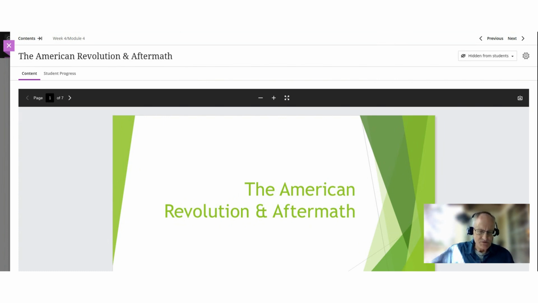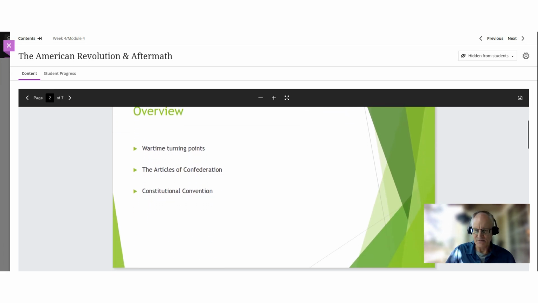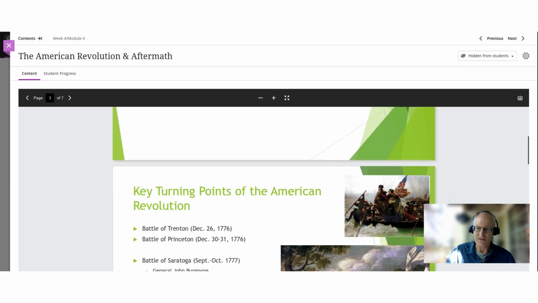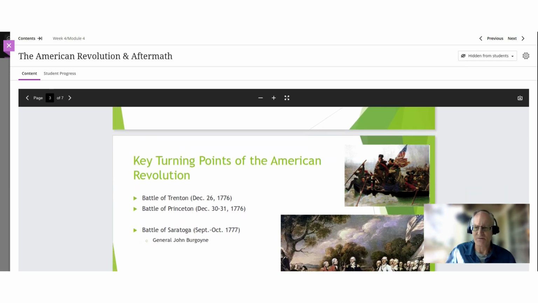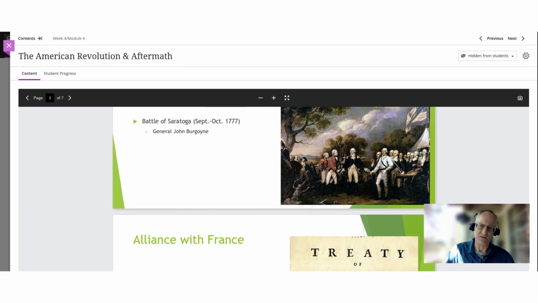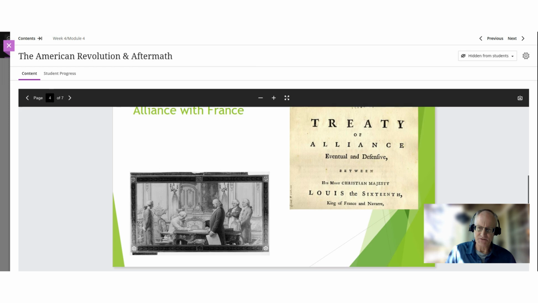So with the Articles of Confederation, really during the entirety of much of the American Revolution itself, and again, these are the slides associated with the American Revolution, but also what we'll cover in this segment. Again, just some key turning points: the Battle of Trenton and Battle of Princeton, the domestic turning points of the American Revolution, but then also the Battle of Saratoga being that key American victory in which France enters the war as an ally of the American states.